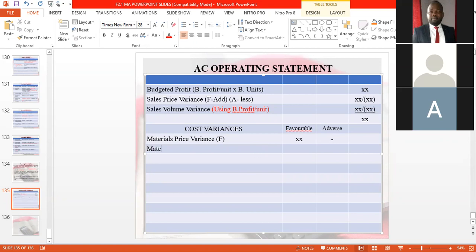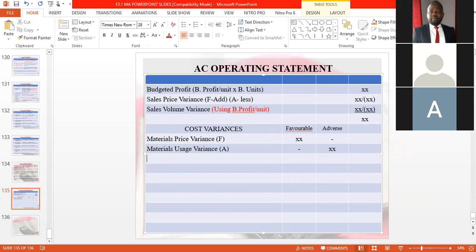Next, materials usage variance. So under material usage variance, let's assume it is A. So if it is A, you know where you will post it. You'll post it under that column.